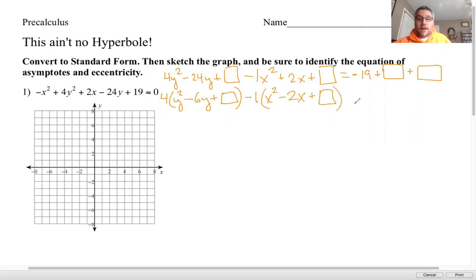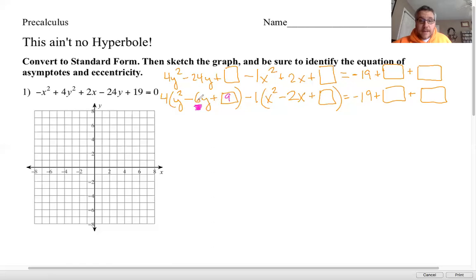Does everything look good so far? I think so. Equals -19 plus the 2 empty boxes on the right side of the equation. Okay, next step. How do you get the value of the number in the box, the constant number? Well, this is the same thing as we did with the ellipse, or prior to that, the circle. You take the coefficient here on the linear, just the plain y term, you cut it in half, and then you square it. Half of 6 is 3, and 3 squared is 9.